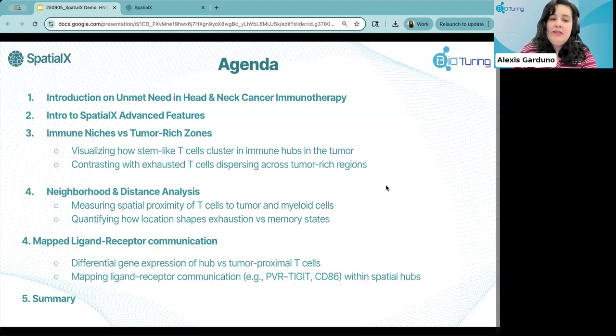The last aim is how we can look at cell-to-cell communication analysis, using our internal algorithms to map the ligand receptors that are actually driving these cells to communicate, and the distance at which these cells need to be closer within the tissue. That's our main focus for today, and then we'll recap some of the main summary points that we gathered from the session.